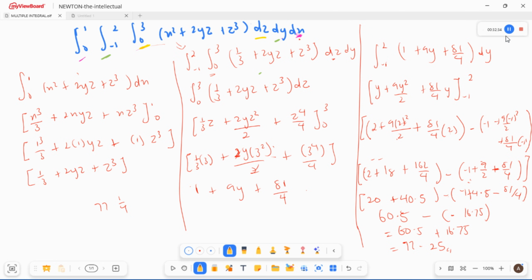The answer could be in fraction, where you have 77 whole number 1 over 4, as a mixed number, or you have it in improper fraction. So that's basically your answer, and this is basically how you tackle triple integral questions or double integral questions.